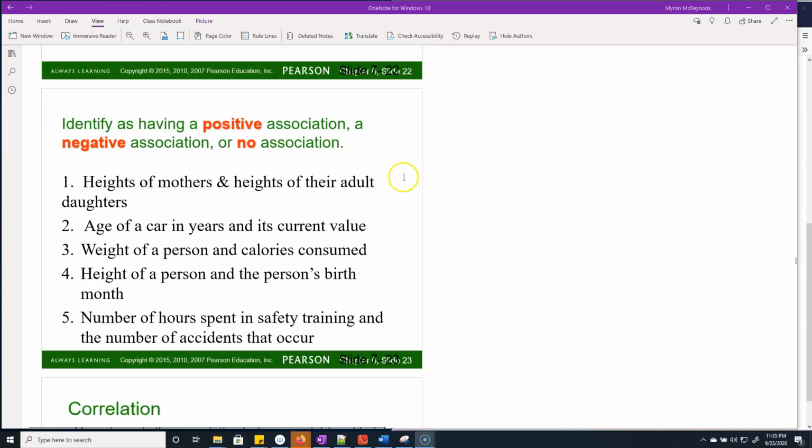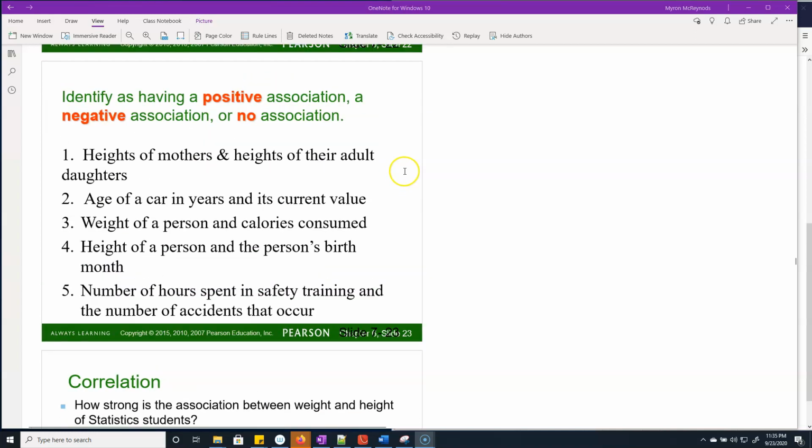So it's important to be able to look at two variables and tell if they would have a positive, a negative, or no association just based on logic. Let's look at heights of mothers and heights of their adult daughters. Genetically, as the heights of the mothers go up, the heights of the adult daughters will probably go up as well. So one goes up, the other goes up. That is a positive association.